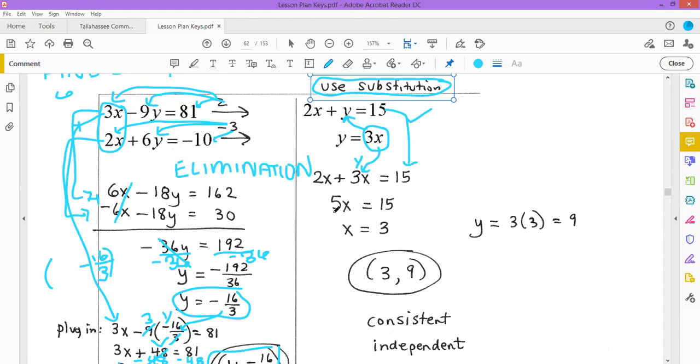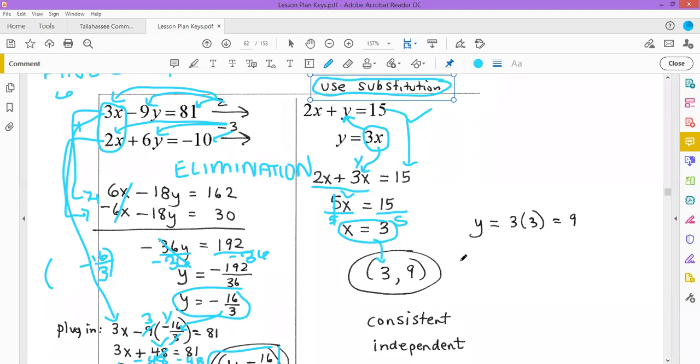When we simplify on the left side of the equation, 2x plus 3x, we'll get 5x equals, and then on the right side, we carry down our 15, and then we just divide both sides of this equation by 5. The 5's will cancel on the left side, and x equals 15 divided by 5, or 3. Now we have our x coordinate.